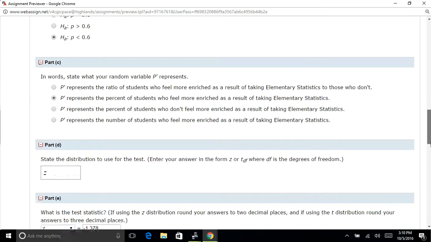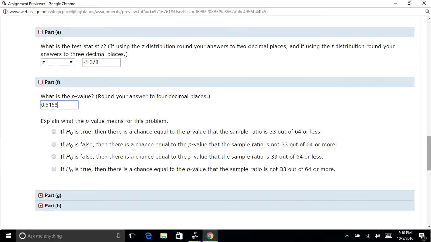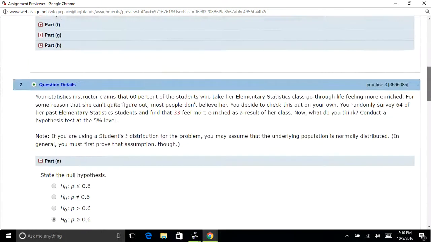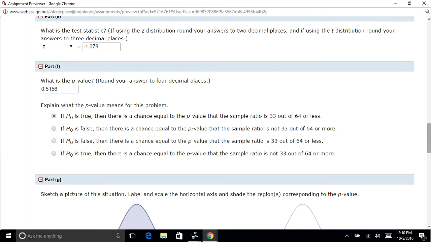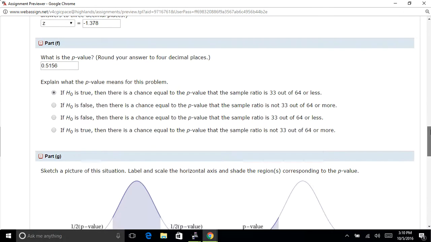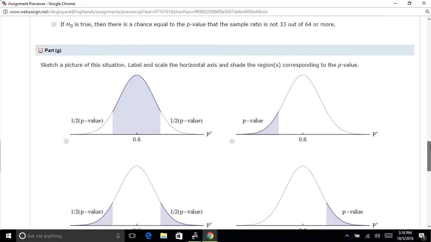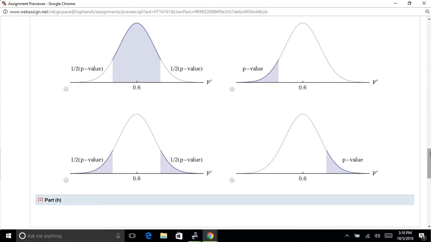All right, so what am I expecting that p-value to mean in this problem? If the null is true, remember my null was equal to or greater than, there's a chance that the sample ratio is 33 out of the 64 or less. So that's what I'm going to put. Right, and we keep going down. For this one, sketch it. Remember, this was a less than because the alternative has a less than. I'm going to put that as my answer because it's a less than at the left tail.